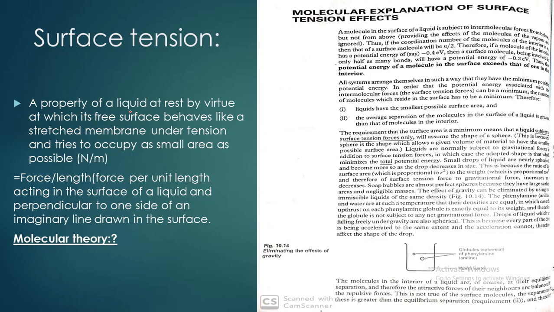So it is a property of liquids at rest by virtue of which its free surface behaves like a stretched membrane under tension and tries to occupy as small area as possible. So it is expressed as Newton per meter. We shall see where does this come from. But basically, inachomaanisha hapa ni kwamba tunandoo. Okay? Tunandoo ambayo ina maji.